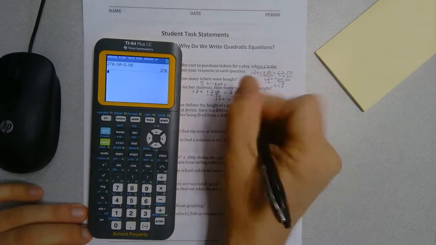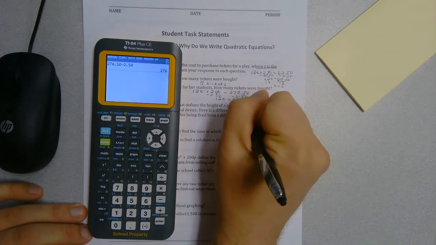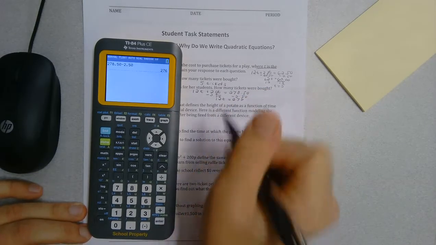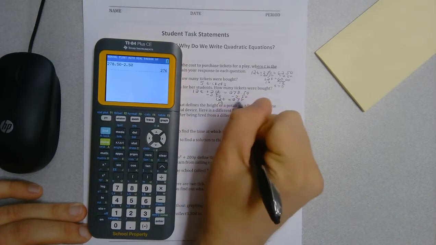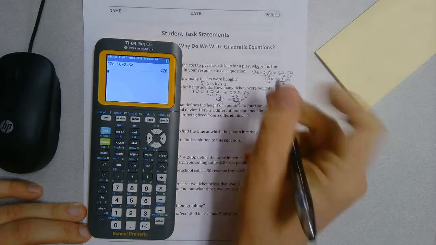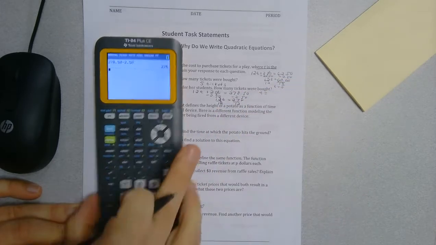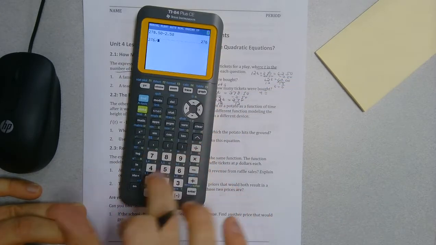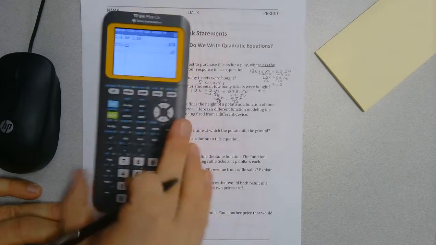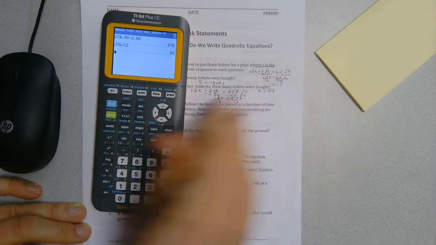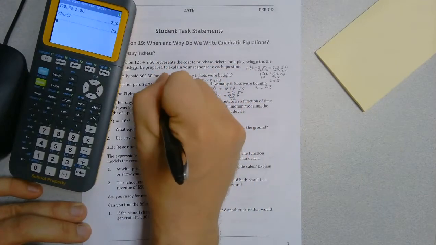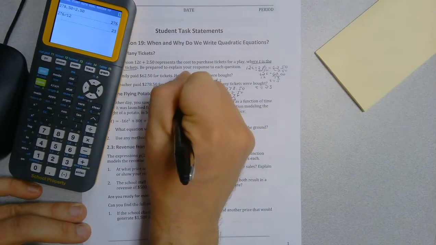I did that subtraction, and it's 276. And then divide by 12. I'm going to continue my work over there. It equals, and 276 divided by 12 is 23. So our answer is 23 tickets.